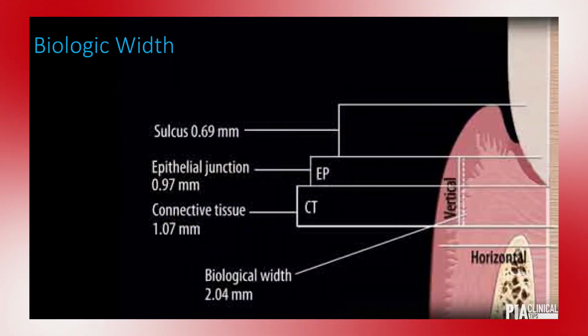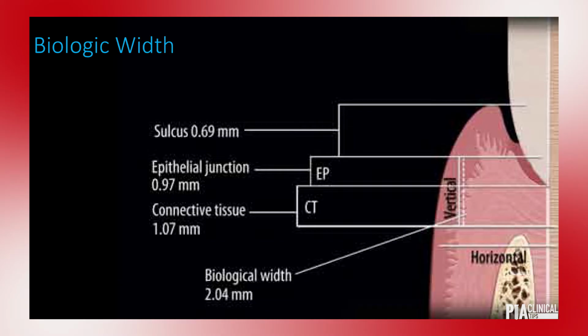Let's first discuss the biology of the tooth and its attachment to soft tissue and bone. There's this thing called biologic width. The definition of the biologic width is the physiologic dimension of the junctional epithelium and the connective tissue attachment above the level of the alveolar crest.